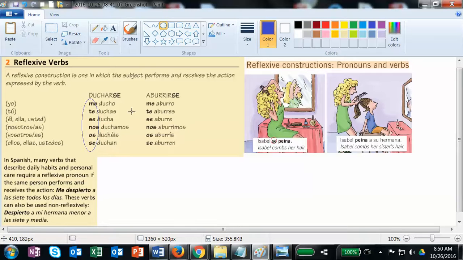Okay? So if you want to say that you shower yourself or you comb your own hair or you dress yourself, you're going to put a me with your verb. You're going to put a te if I want to say you do something. You're going to put a se if he or she does something. If we do something to ourselves, you're going to use a nos. If y'all do something to yourselves, you're going to use an os or a se, depending on what country you're in. And if they do something to themselves, you're going to use a se. Okay? So let's see.